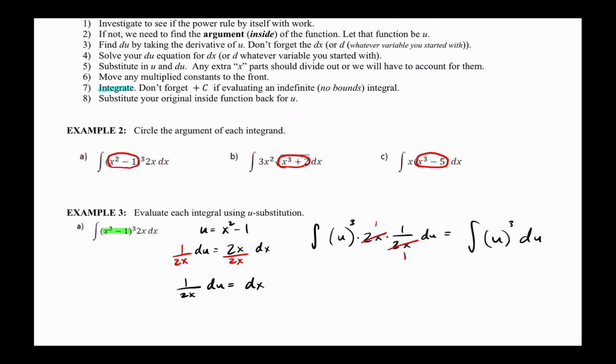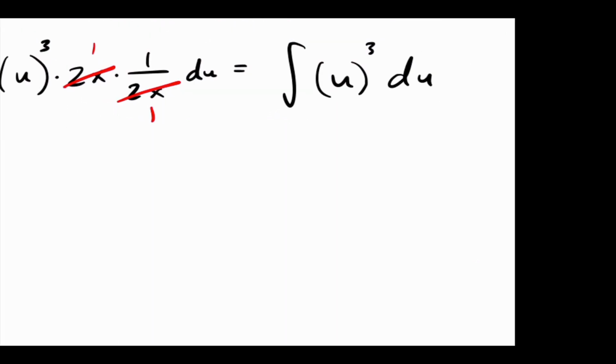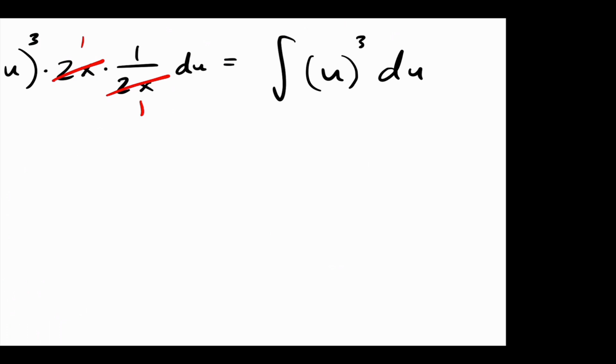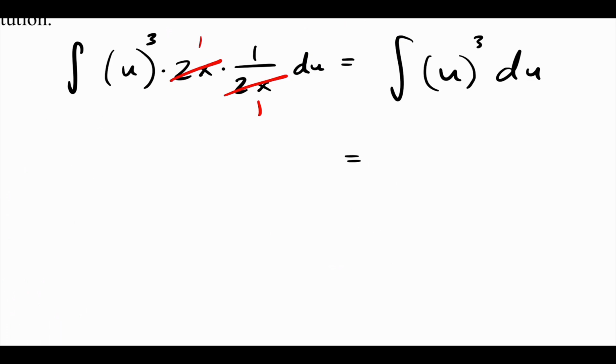Next step, number 7, integrate. Find the antiderivative. Now for this guy right here, can I use the power rule? Yeah, right? Add 1 to the power, divide by the new power. Plus c, right? Just like you guys did on your quiz.